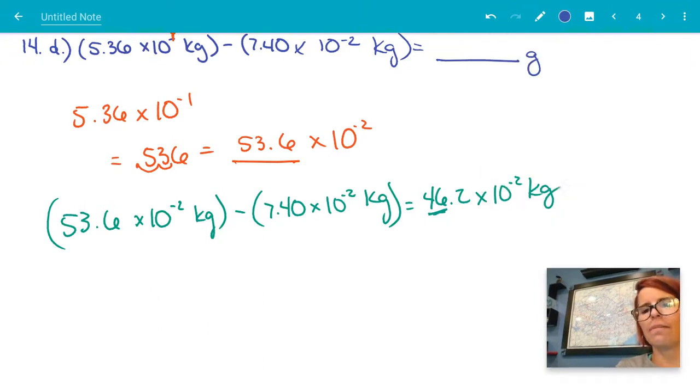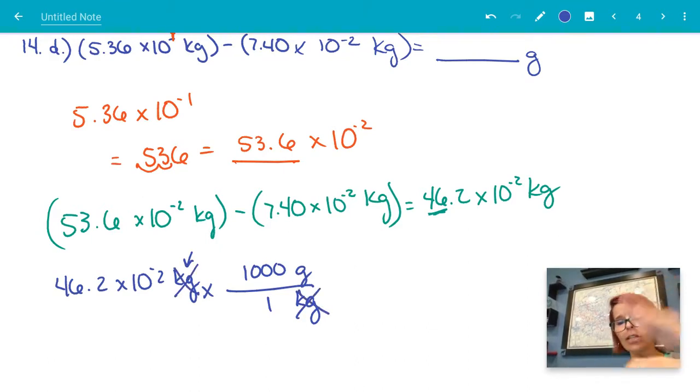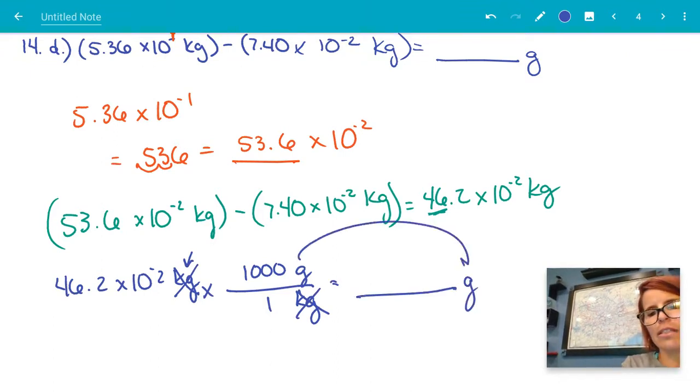46.2 times 10 to the negative 2 kilograms. See if you remember how to do this. I'm going to draw my conversion factor. Oh, it did flip this time. Yay, we get to do it the other way. Notice that kilograms is on top, so we're going to put kilograms on the bottom of our conversion factor and grams on the top. There are 1,000 grams in every 1 kilogram. Now the kilograms cancel each other out, and we're left with grams, which is the unit we want.